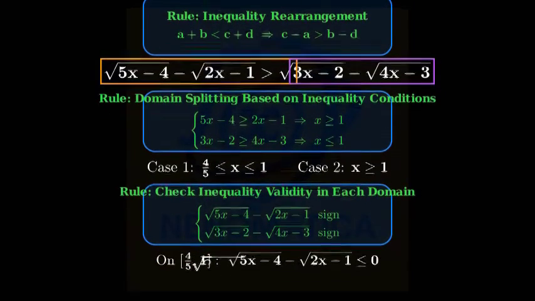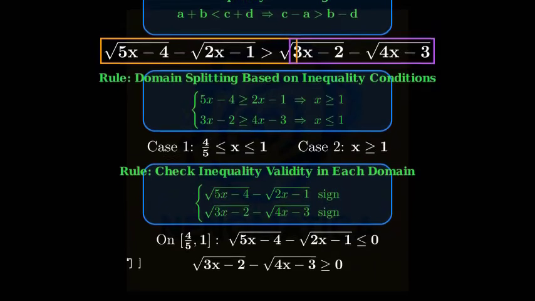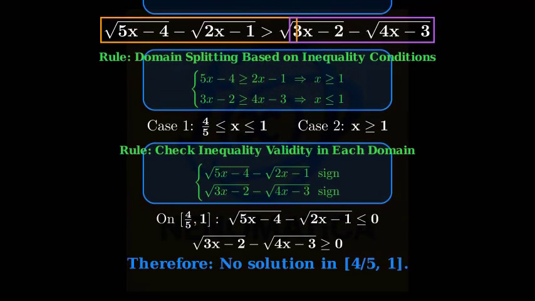We check signs of each difference. The left difference is non-positive. The right difference is non-negative. Therefore, the strict inequality cannot hold here, so there is no solution in this interval.